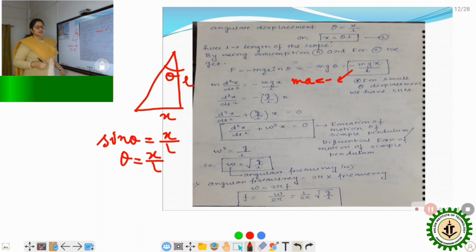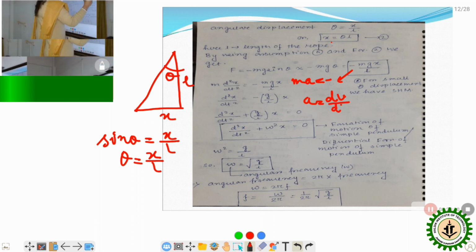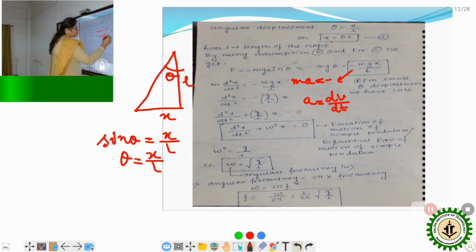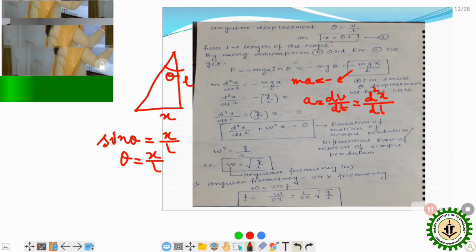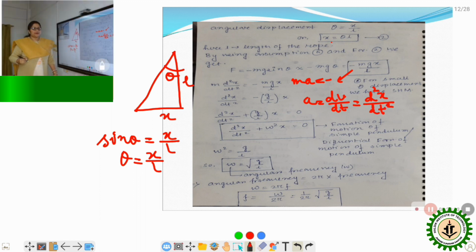Now what is acceleration? Acceleration is the first order derivative of velocity with respect to time. And if we express that in terms of displacement, it will be the second order derivative of displacement with respect to time. So here we write m d2x/dt2 equals minus mgx by L. Now on both sides there is an m, so we can cancel out both m. So from here we get d2x/dt2 equals minus g by L x. So d2x/dt2 plus g by L x equals 0.